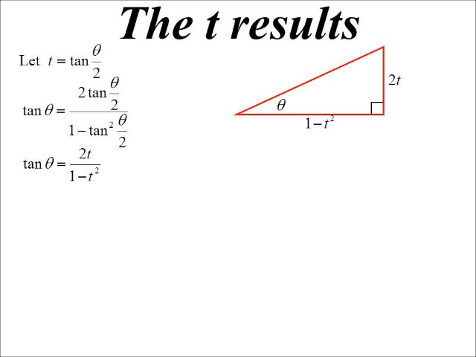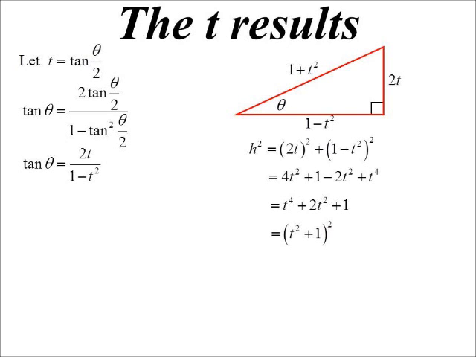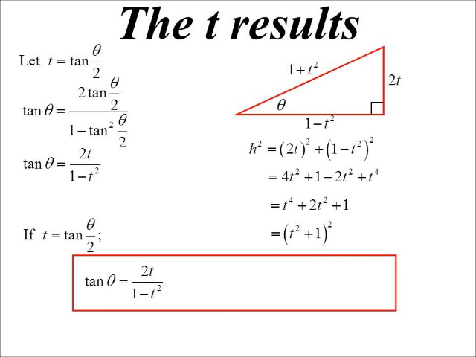Now we can draw our triangle. Opposite over adjacent, 2t over 1 minus t squared. A little bit of Pythagoras and a whole heap of algebra, we can find the hypotenuse eventually. There it is. T squared plus 1, or 1 plus t squared, however you want to say it. So from that we can now read off the t result for our other two. If t is tan theta on 2, tan theta is 2t on 1 minus t squared. Sine theta will then be 2t on 1 plus t squared. And cos will be 1 minus t squared on 1 plus t squared.